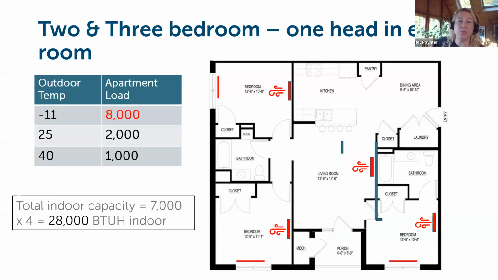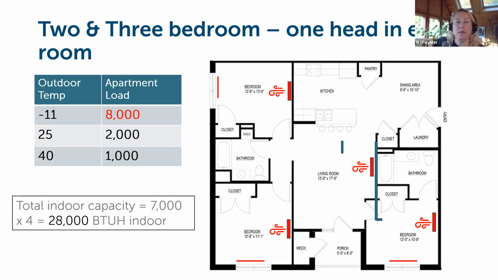Now the more challenging 2 and 3 bedroom. If a building owner says, I have 3 bedrooms and 2 bedroom units, I want heating and cooling in every single bedroom, and I want heating and cooling in my living room, and I want heads in all those spaces. The load on this whole apartment is 8,000. If every single one of these rooms gets a head, the smallest head size is 7,000. So your indoor capacity already is at 28,000 BTUs, and you're way oversized.